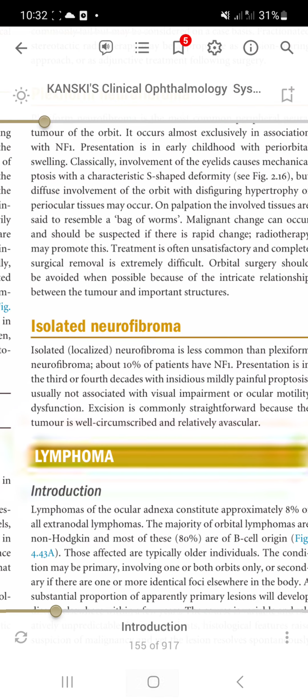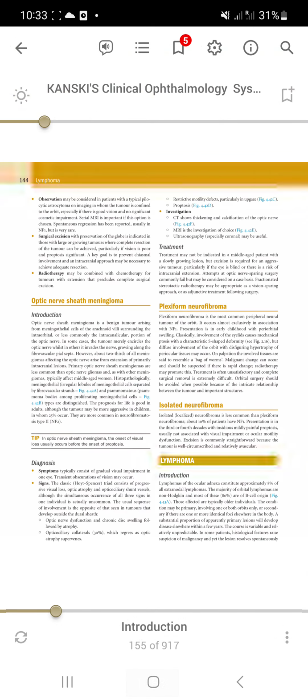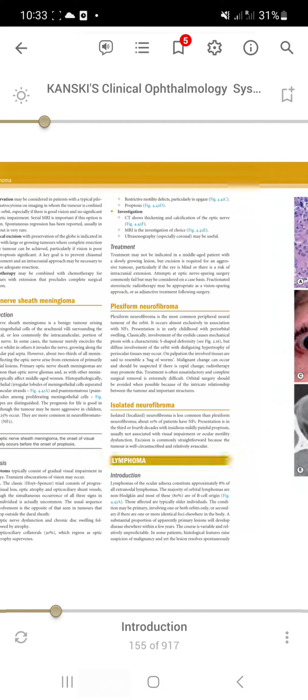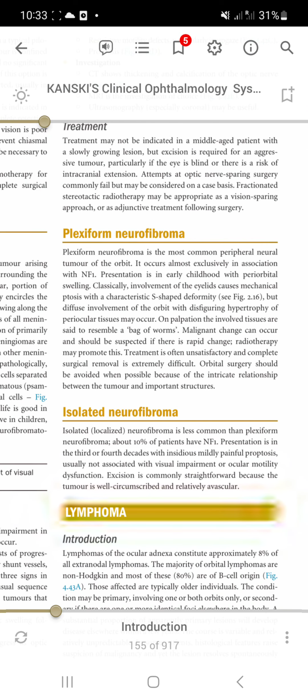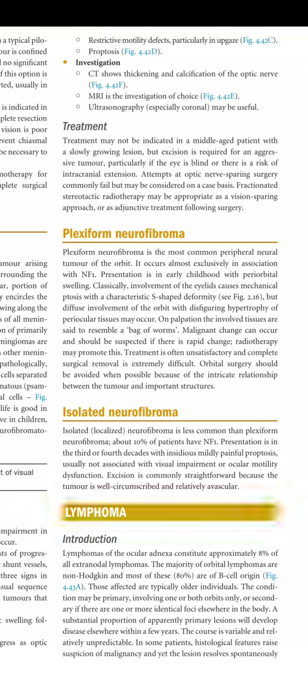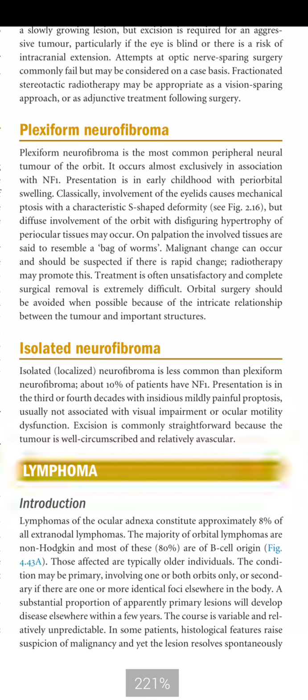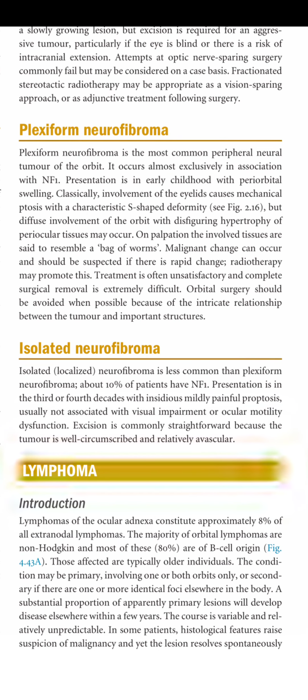So introduction: lymphomas of the ocular adnexa constitute approximately 80% of all the extranodal lymphomas. So these are not in the nodes. We have the lymph node, and this is an extranodal lymphoma. The majority of the orbital lymphomas are non-Hodgkin, and most of these, 80%, are of B cell origin. Those affected are typically older individuals.